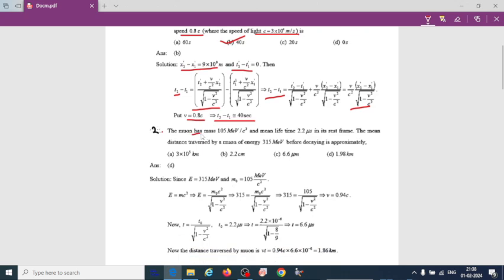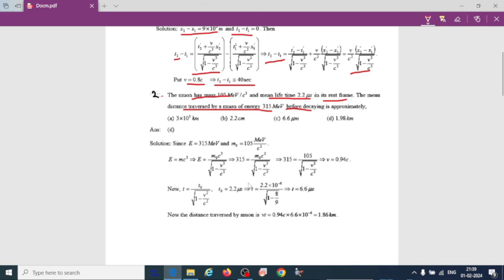A muon has mass of 105 mega electron volt per c square and mean life time 2.2 microsecond in its rest frame. The mean distance traveled by a muon of energy 315 mega electron volt before decaying is approximately. So once we read this we think it is related to nuclear physics, but here we have to explain it in terms of relativistic dynamics.